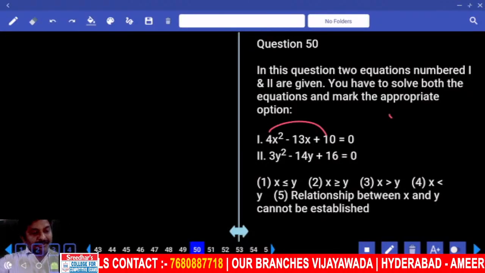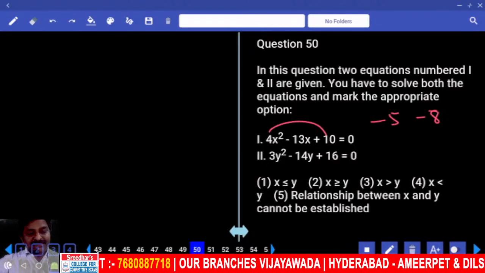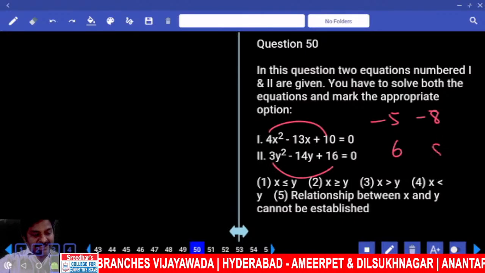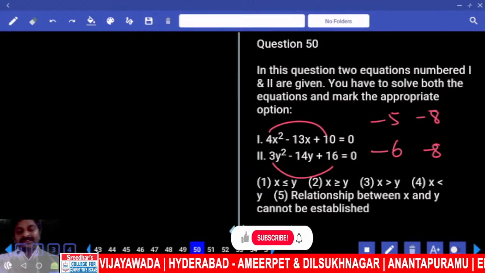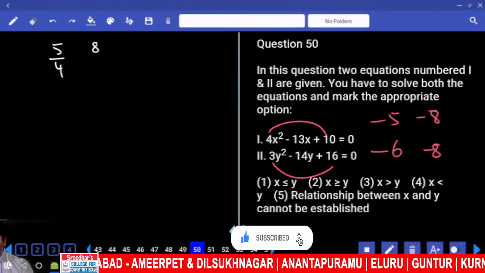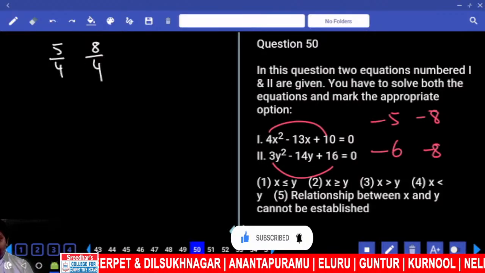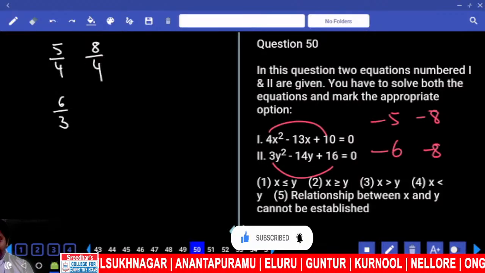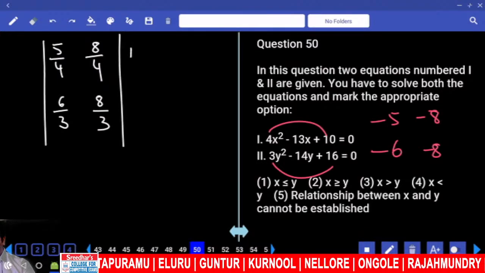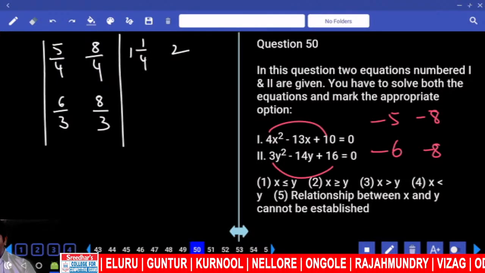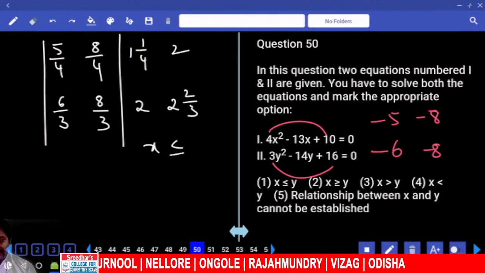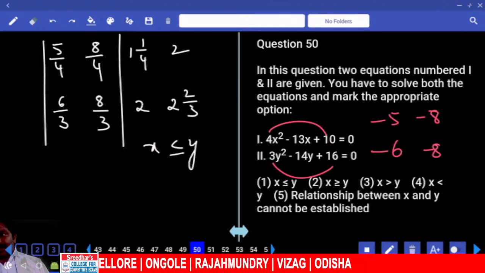40. 5 8 times. 48. 6 8 times. Minus 5 minus 8 combination factors are 5 by 4, 8 by 4, 6 by 3, 8 by 3. This is 1 1 by 4, 2, 2, 2 by 3. X is less than or equal to y.